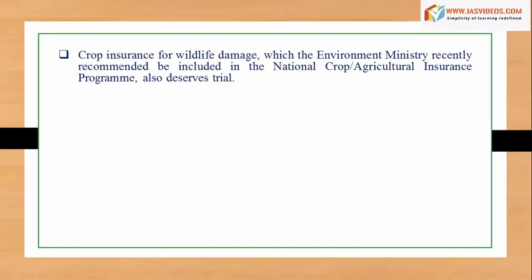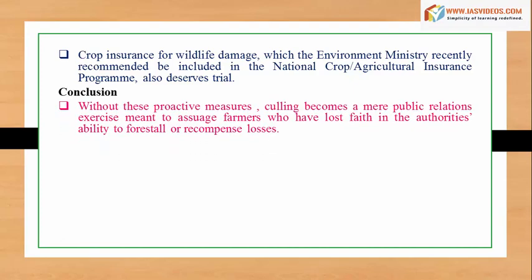Crop insurance for wildlife damage, which the Environment Ministry recently recommended be included in the National Agricultural Insurance Program, also deserves trial. Conclusion. Without these proactive measures, culling becomes a mere public relations exercise meant to assuage farmers who have lost faith in the authorities' ability to forestall or recompense losses.